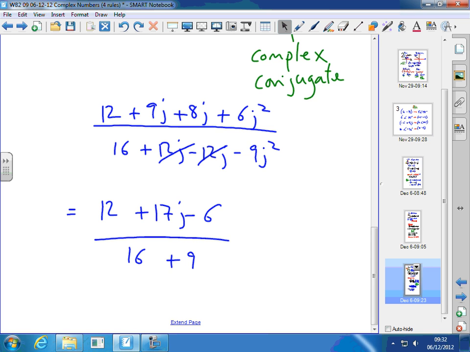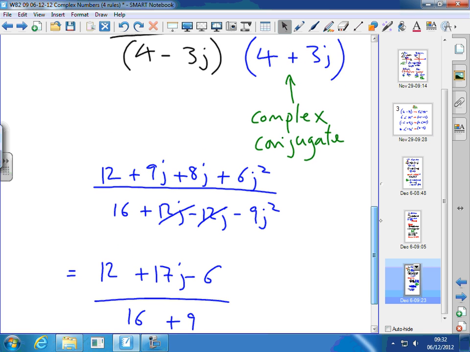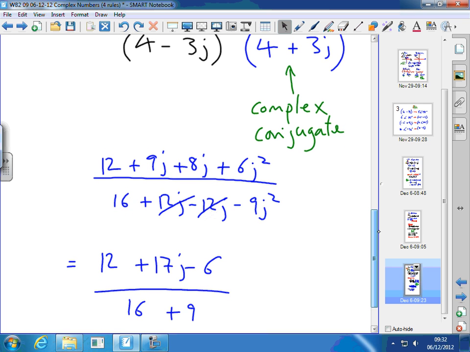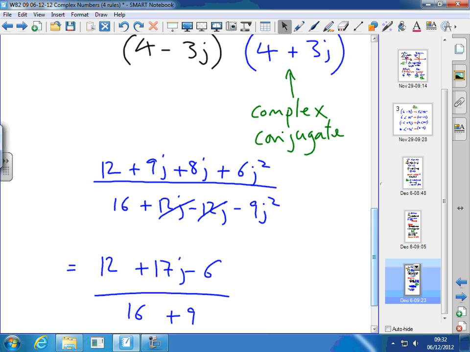Now here's the trick. If we look at this number, sorry, it's plus 6 times j squared. J squared is minus 1, remember, so that makes that minus 6. Oh yeah, I've not finished, so we'll do that then, you're right, yeah.